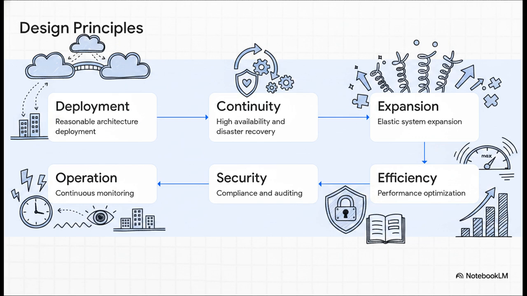Step 1 is reasonable deployment, choosing the right setup, like maybe a hybrid architecture to balance local compliance with public cloud power. Step 2 is business continuity, ensuring your services literally never stop. Step 3, elastic expansion, make sure loosely coupled systems can scale up during big traffic surges. Step 4 is performance efficiency, which is all about maximizing resource utilization.